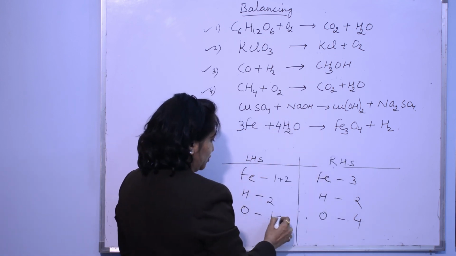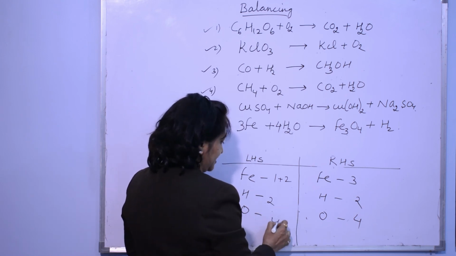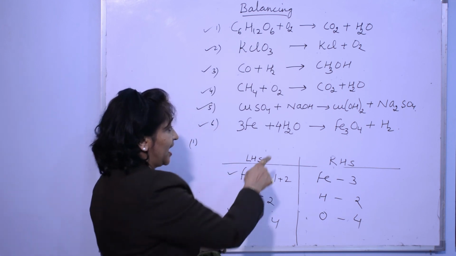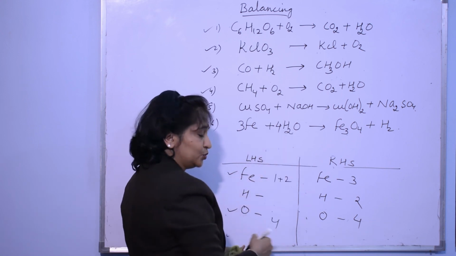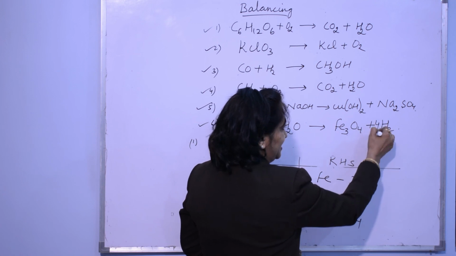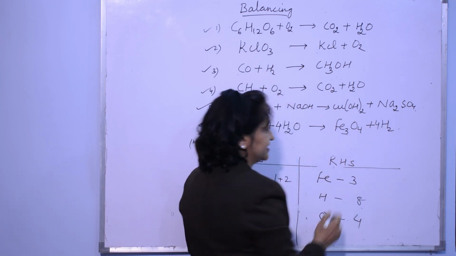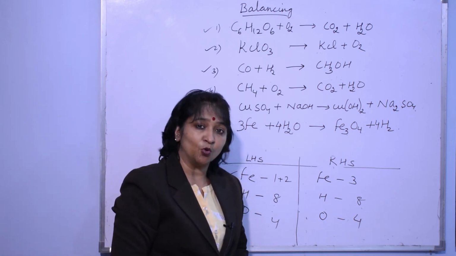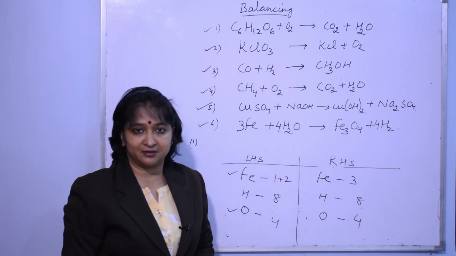When you put here 4, this oxygen becomes 4 here. That means oxygen is balanced, iron is balanced, hydrogen is how much? Now 4 into 2, hydrogen is 8. So you need to make it 8 by placing here 4. So this makes it as 8. You have to add numbers only before the symbol, before the element.